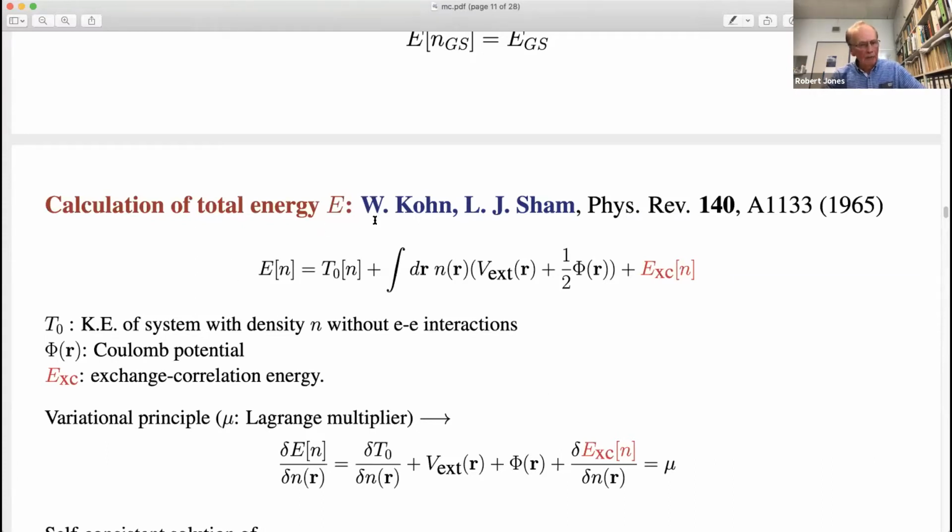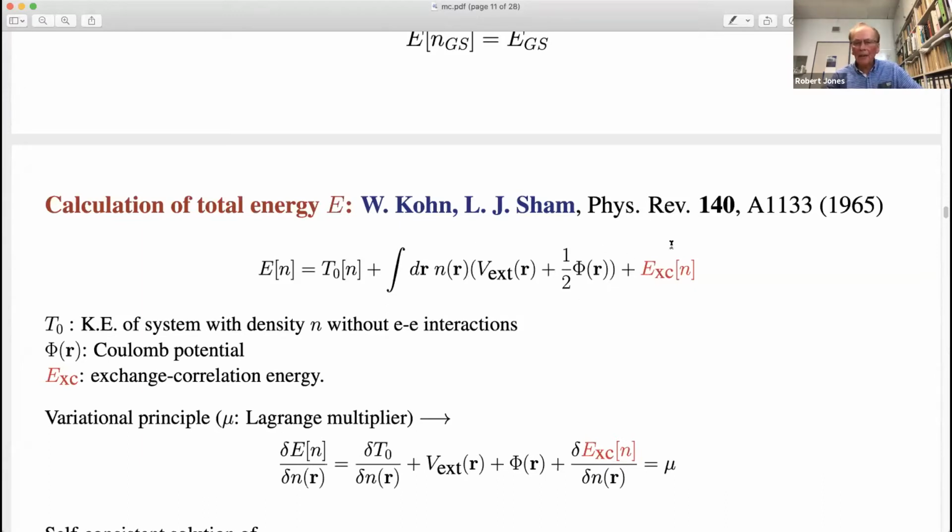A particularly clever way of splitting up the relationship between energy and density into equations that you could work with was made by Kohn and Sham in 1965. They separated off the kinetic energy, not of the real system, but for a fictitious system without electron interactions. These terms here, this is our external field of the nuclei, and we have an interaction between the electrons. This is the Coulomb potential.